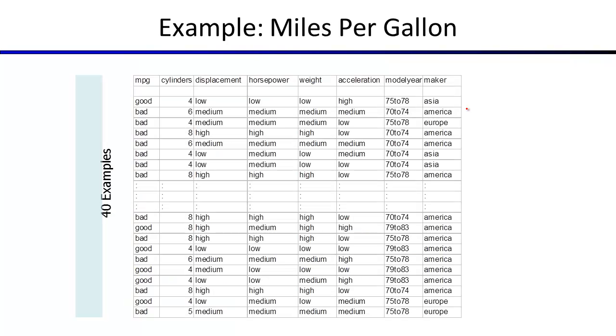Okay, let's do another example. It's a little more complicated, so we can look at some of the issues of overfitting in the context of decision trees. So what we have here is, we want to predict whether a car has a good or bad miles per gallon. We have as attributes the number of cylinders in the engine, displacement, horsepower, weight, acceleration, model year, and maker, where maker is just categorized by continent.